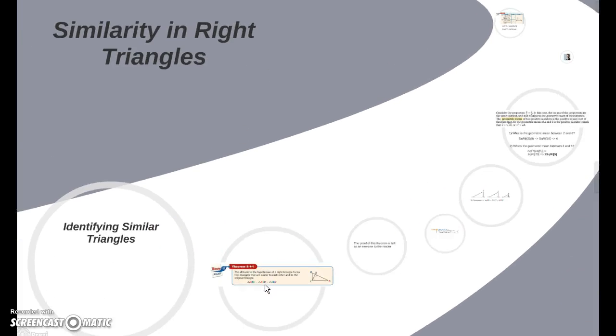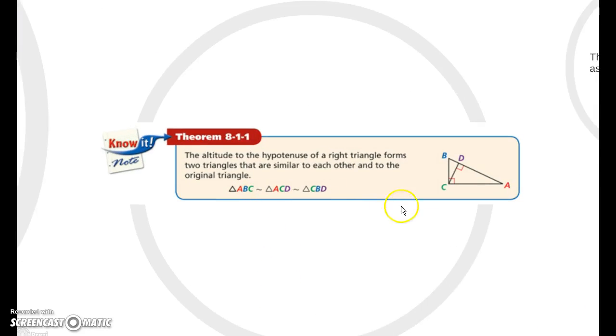So let's start with this theorem. We have the altitude of hypotenuse, this guy right here. This is the altitude and it's going to the hypotenuse, and it comes perpendicularly. Of a right triangle forms two triangles that are similar to each other and the original. So this original triangle is similar to the two triangles that got broken apart by that altitude. So in fact, all three triangles, ABC, triangle ACD, and triangle CBD, the little guy, are all similar to each other.